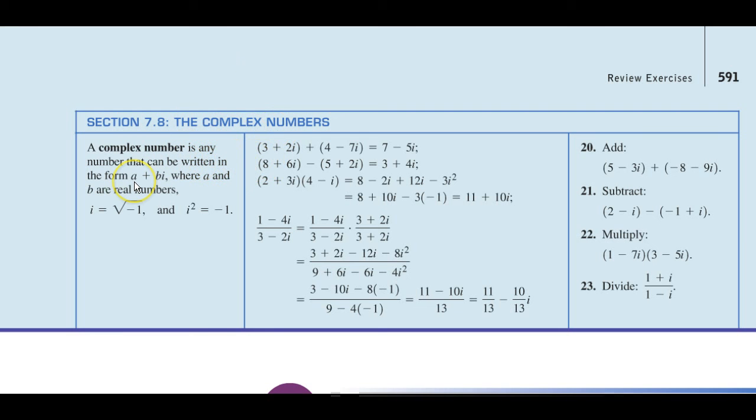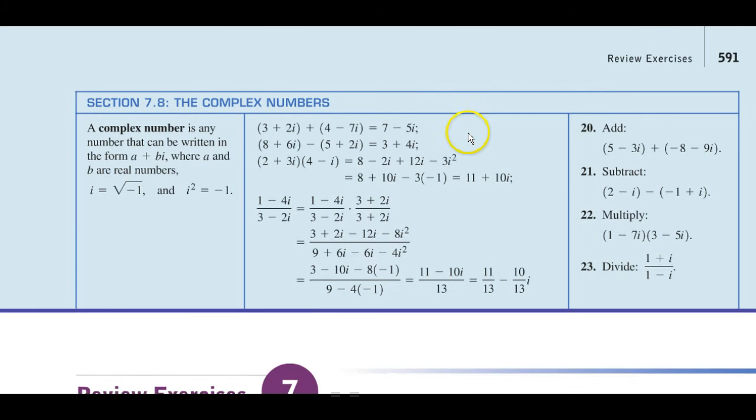And the standard form of writing a complex number was a plus bi, where the a was the real part, the bi was the imaginary part, and together it makes up a complex number. And we did talk about powers of i.